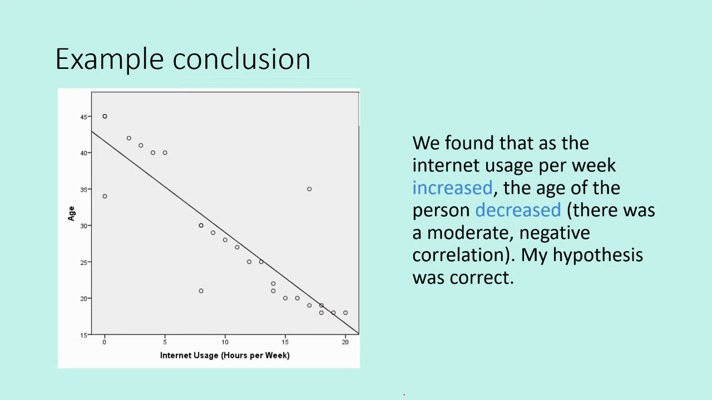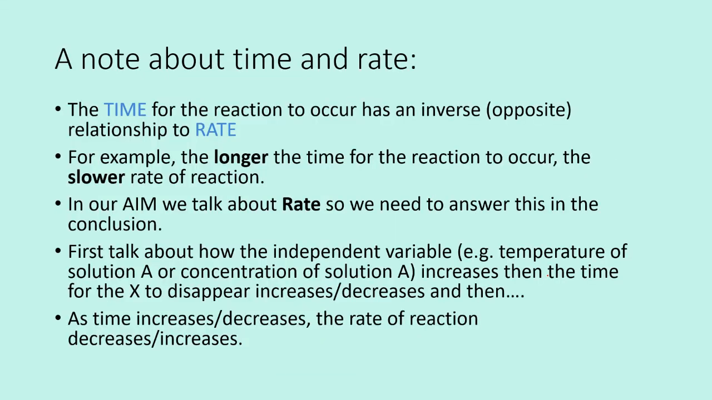For example, in this graph here you see as internet usage increases, the age of the person decreases. So we could write it as, we found that as the internet usage per week increased, the age of the person decreased. There was a moderate negative correlation. My hypothesis was correct.